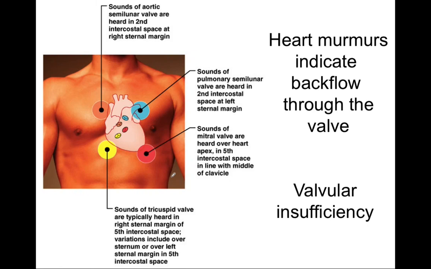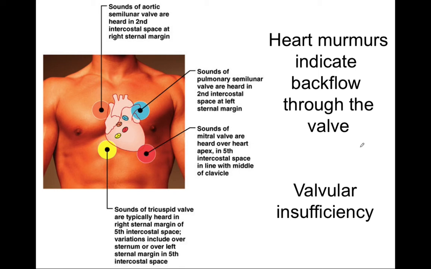Now, S1 and S2 are not always the only heart sounds that we can hear. We also have a specific type of heart sound known as a heart murmur, which is not necessarily a sound that we want to hear. Heart murmurs indicate that one of our valves might be faulty, because backflow of blood is being allowed through that valve, and that's producing an abnormal sound in the cardiac cycle.